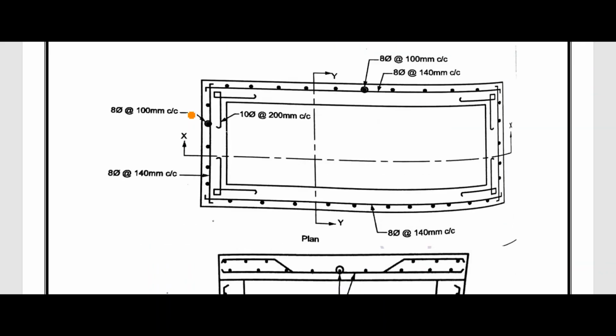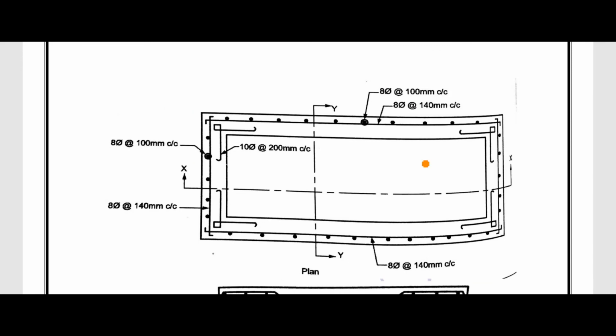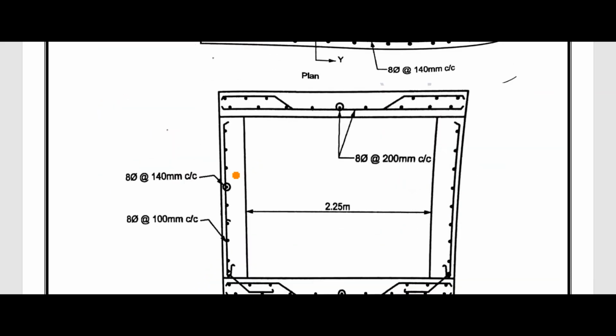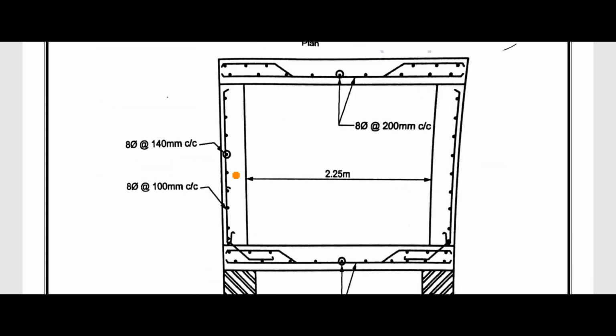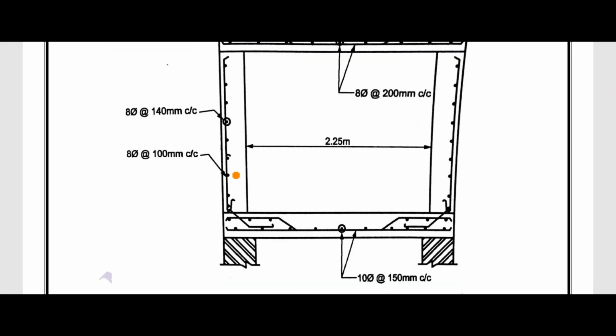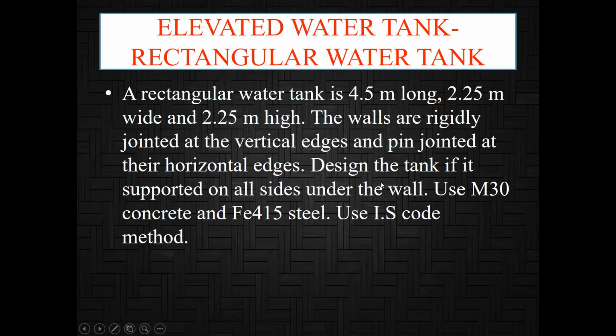Now we have another figure. It's a top section. You can see for the long wall as well as for the short wall, an extra curtailment bar of 10 mm dia provided at 200 mm center to center at the support and at the center. Now our design is completed. This example is completed.